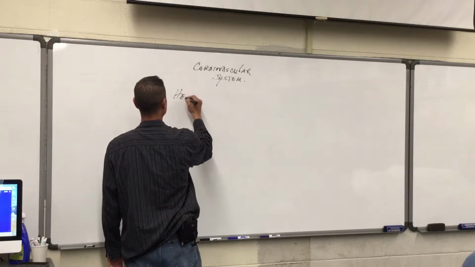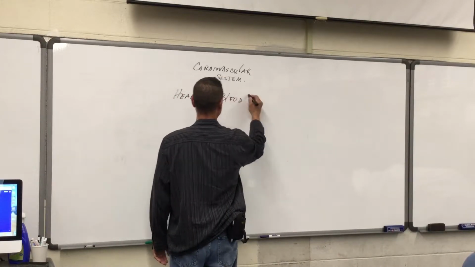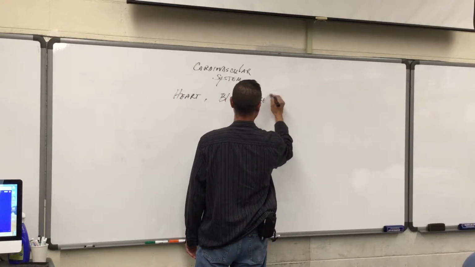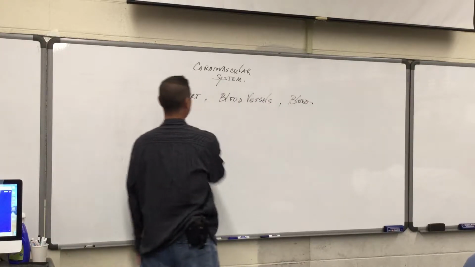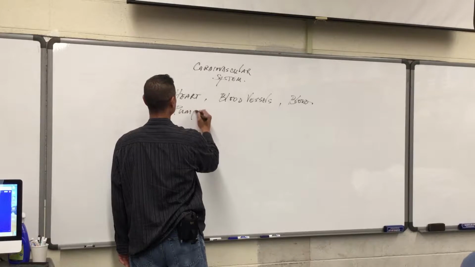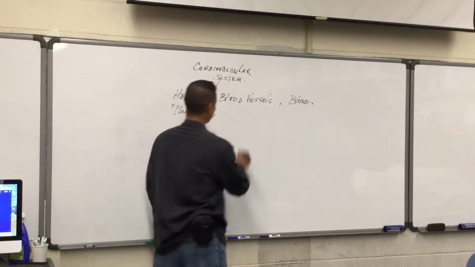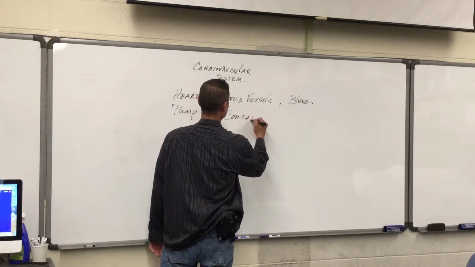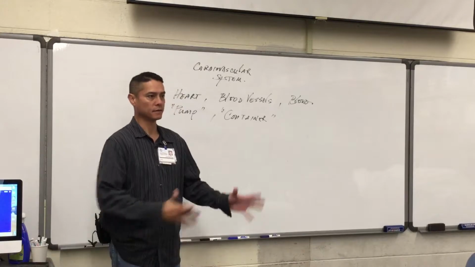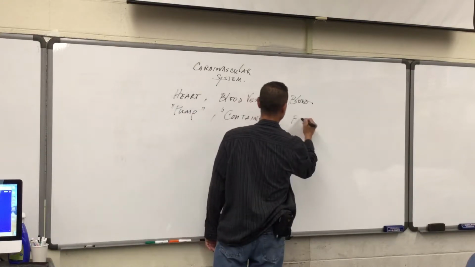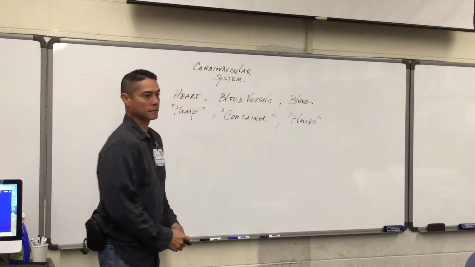You need a heart, blood, vessel, and blood. Pump. Container or a conduit with which the fluid flows through the cardiovascular system.